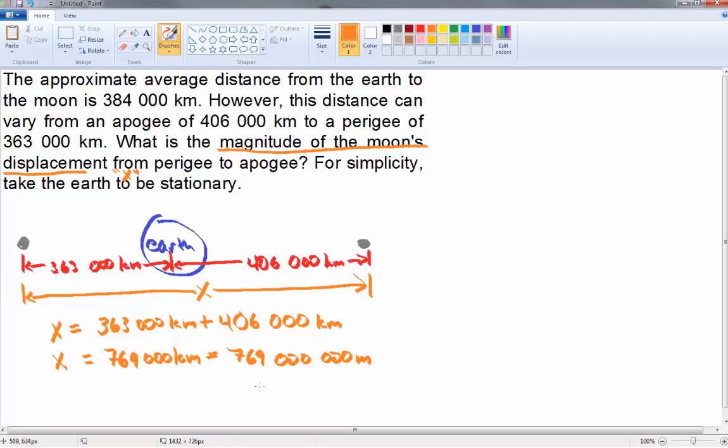If the Earth is moving, which it is, then this gets to be a bit more complicated, but I'm not going to try and work that example today.